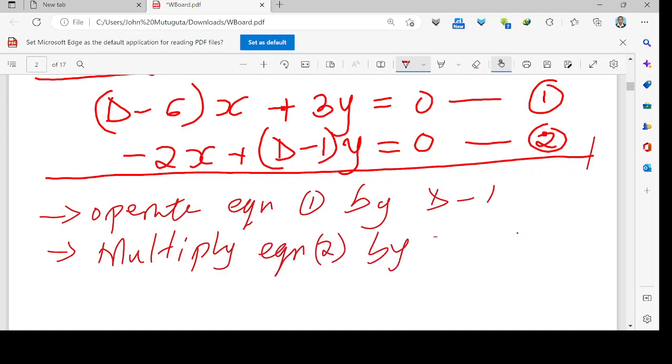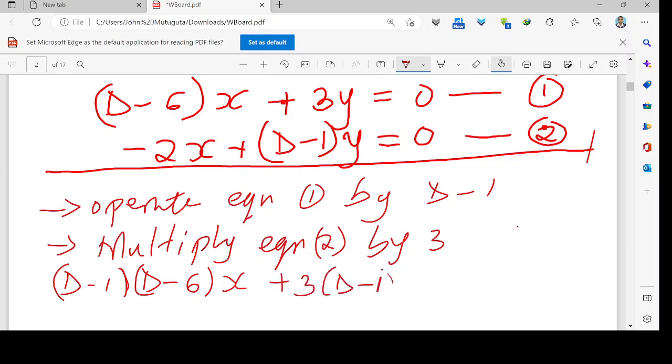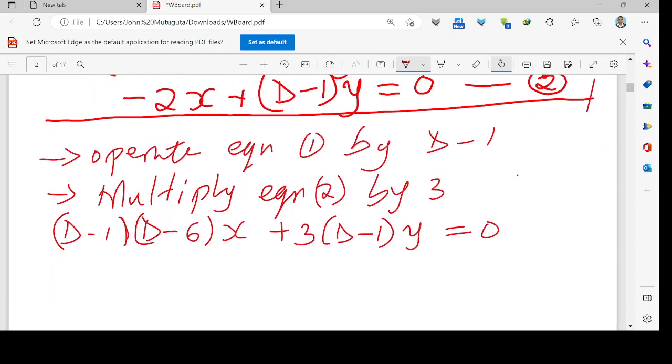by 3. So you see that the first equation becomes (D minus 1) operating on (D minus 6), which operates on x, then plus 3(D minus 1) operating on y is equal to 0. In the second equation we just multiply by 3.